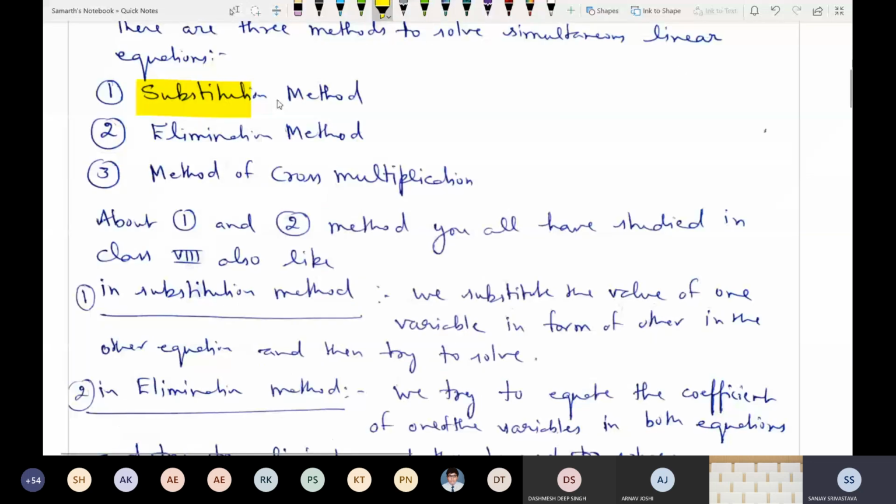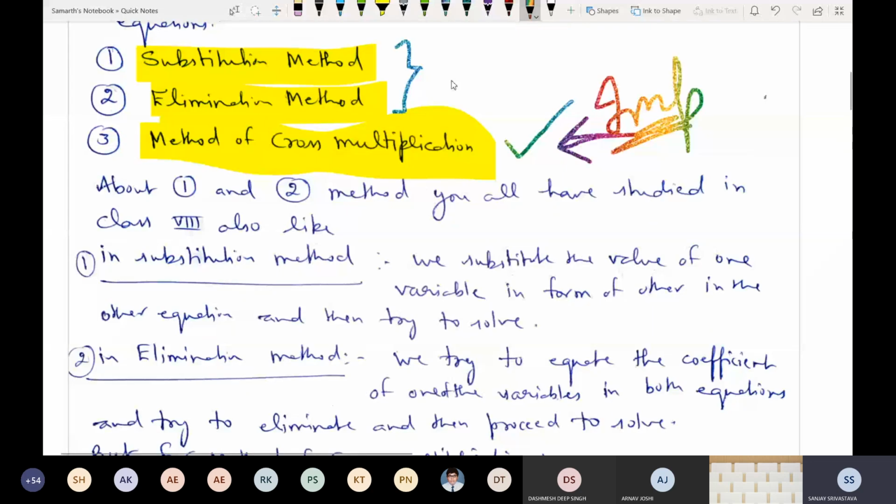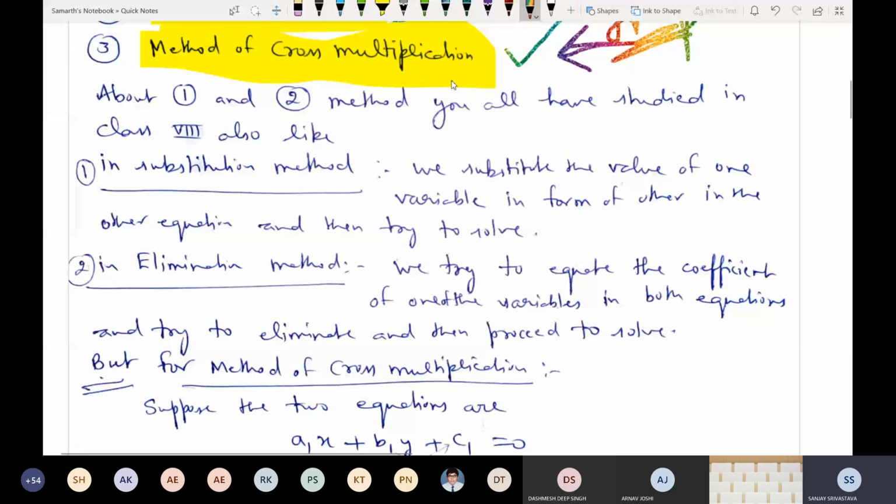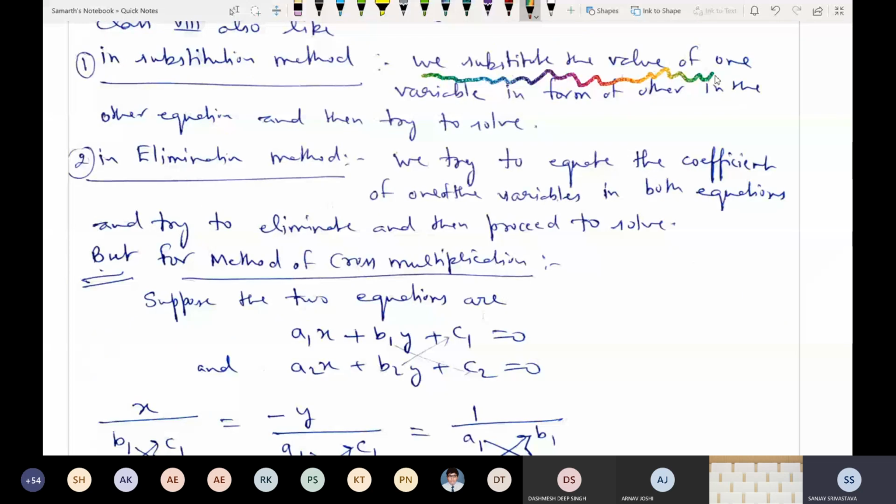About the substitution method and elimination method, you have done them in class 8th also, but I have continued them here because they are in your syllabus. You have studied methods 1 and 2 in class 8th, and in class 7th also. In the substitution method, what were we doing? We substitute the value of one variable in the form of the other in the second equation and then try to solve. In the elimination method, what were we doing? We were trying to equate the coefficient of any one variable, then eliminate it and proceed to solve the equations.